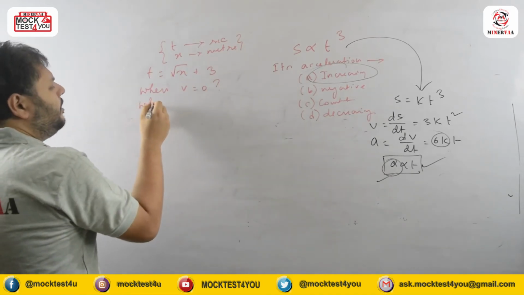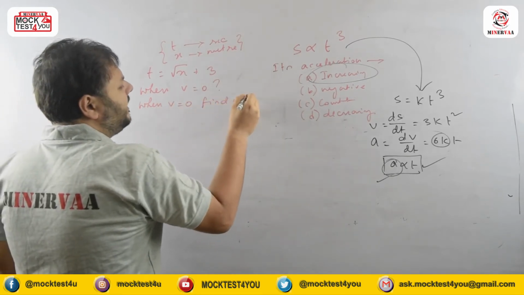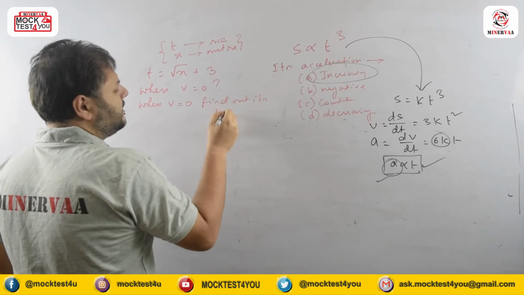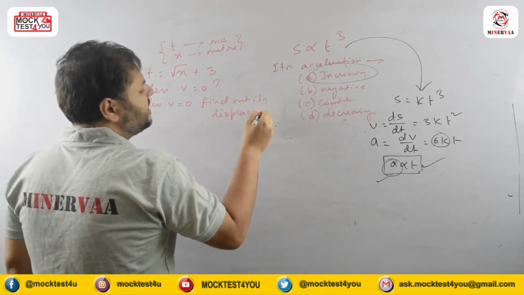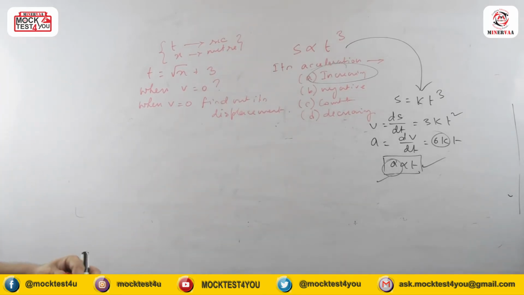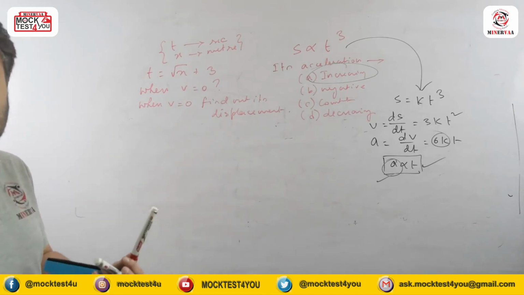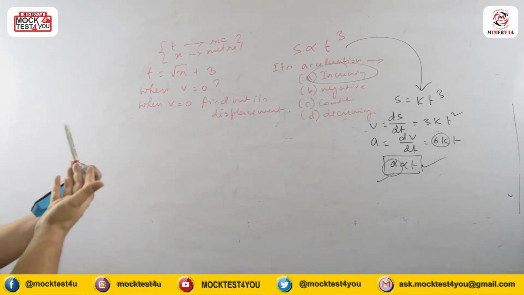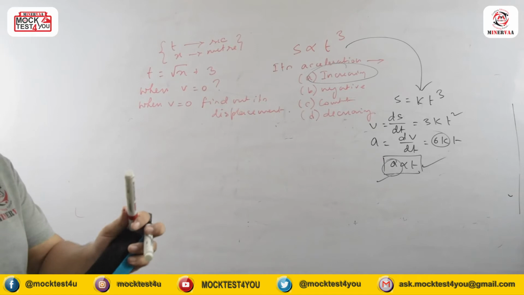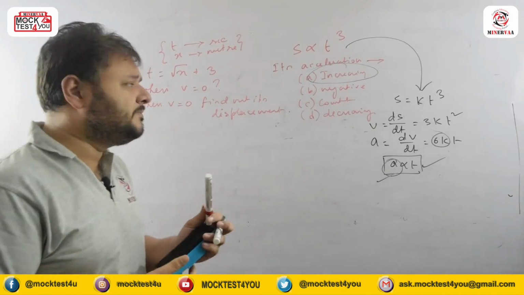Second question: when velocity is 0, find out its displacement. So these are the two questions we have from this given criteria. The first is, when will its velocity be 0, a simple question. The other is, when velocity is 0, you get the time, right? So when velocity is 0, find out its displacement.